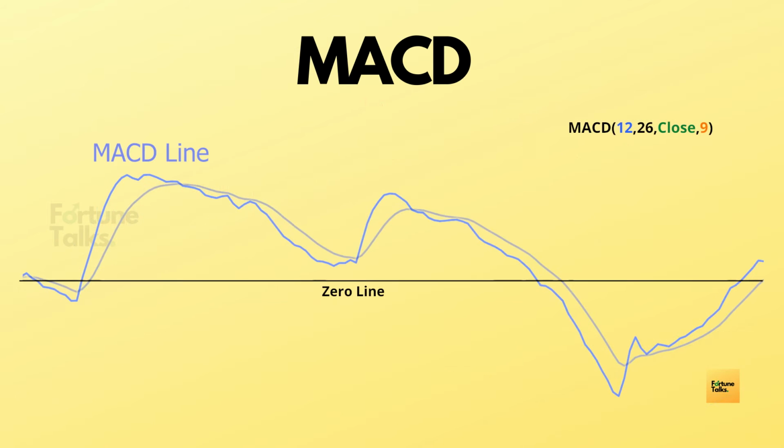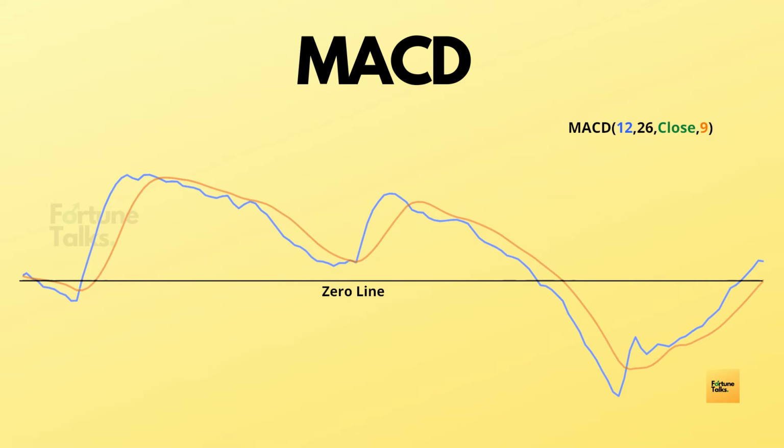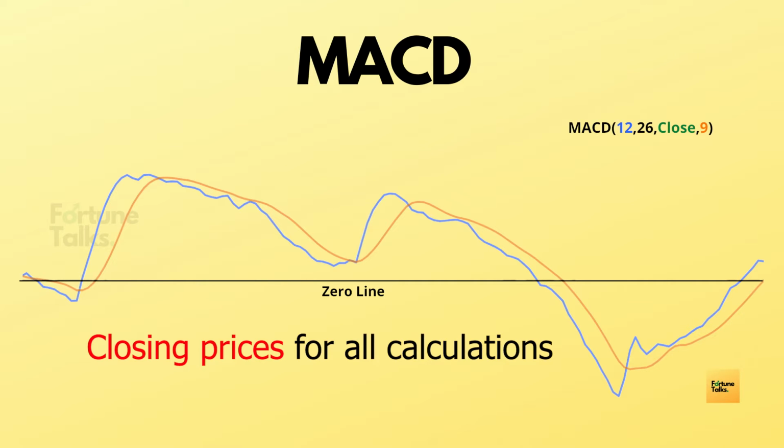Now moving on, let us consider the MACD line values and plot an exponential moving average for 9 periods, or simply consider the 9-period exponential moving average of the MACD line. So what you will get is a signal line. Again, the point to be noted is that the signal line was derived from the MACD line, so it lags behind the MACD line. And of course, for all these calculations, we will be using the closing prices as default.